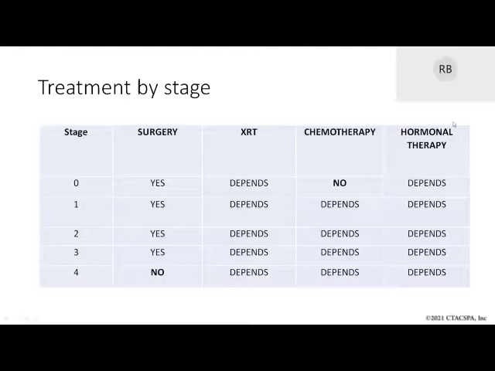So radiation therapy will be a maybe for all of these stages. Chemotherapy, again, sometimes yes, sometimes no. Hormonal therapy will be dependent on the receptor status, and we'll talk a little bit more about this in detail. But remember from this slide, no surgery for stage 4 and no chemotherapy for non-invasive disease. You do not need to give systemic treatment for non-systemic disease.